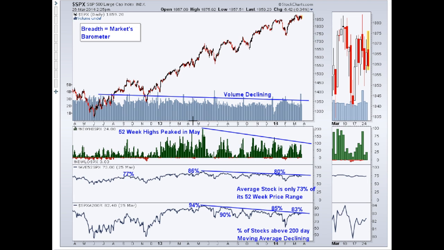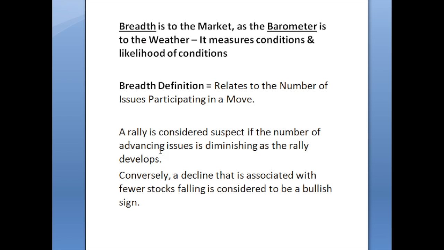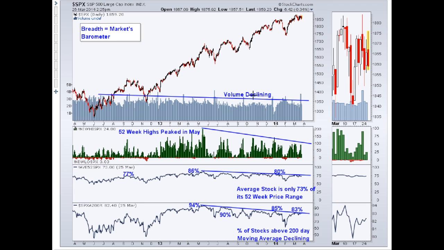But you can see later on in 2013, in May, we saw the most new 52-week highs, at around 200 out of 500 S&P companies. Since then, fewer and fewer stocks have been making 52-week highs. Even though the market is making new all-time highs, fewer companies are joining in those new highs. So this says that breadth is declining as the market is rising, and that is the definition of a suspect rally. This rally is developing and the number of advancing issues is diminishing.